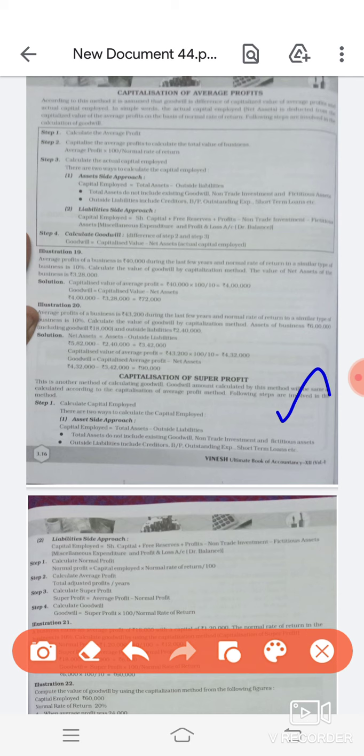Okay, in this, see what is the first step? First we have to calculate the capital employed. So there are two approaches.